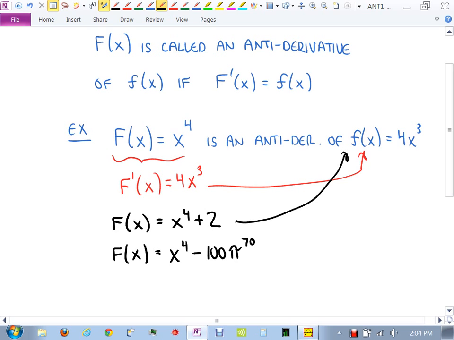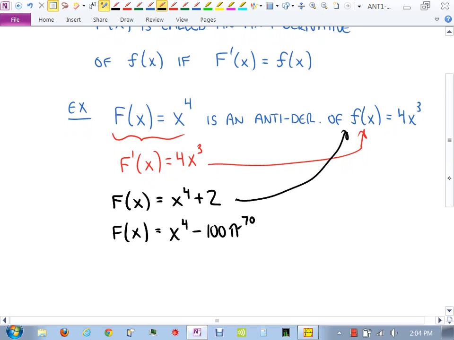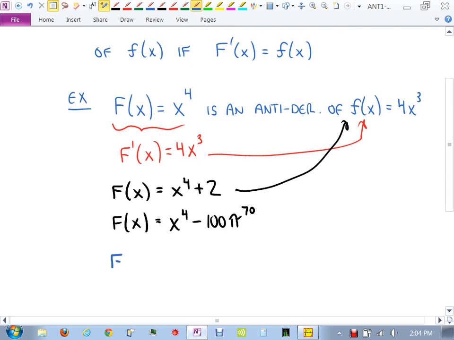So how many possible antiderivatives are there? Infinite. So there's an infinite number of antiderivatives, but they all look the same. They all have to look like what? All of them would have to look like capital F of x equals x to the fourth and a constant. Good. Plus some constant. It can't vary from that though, right? It's got to look like that.